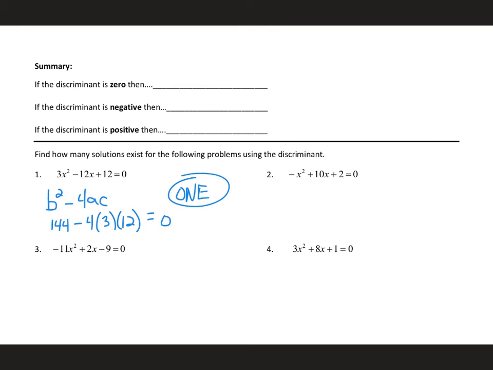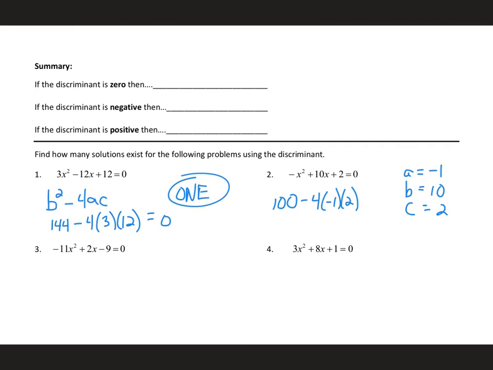Number 2, b squared minus 4ac, the discriminant. b is 10. Some of you may find it helpful to label your a, b, and c right off the bat. a equals negative 1, b equals 10, and c equals 2. That might help you later, too, with the quadratic formula to put everything in the right place. So b squared is 10 squared, that's 100, minus 4 times negative 1 times 2. Now, this is the first case where a or c were negative, so you do have to be careful here.